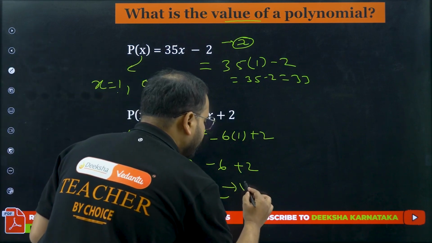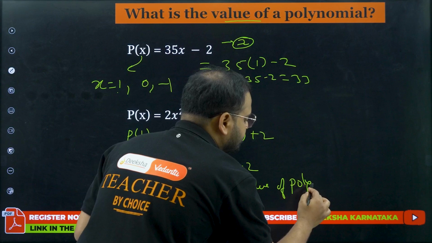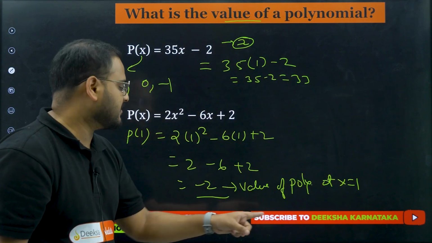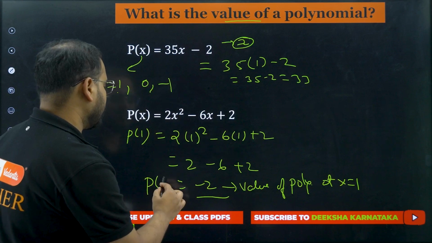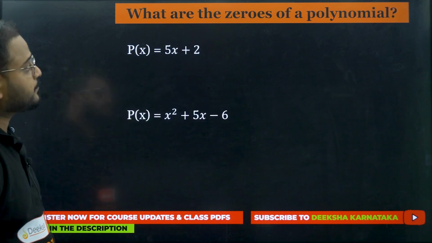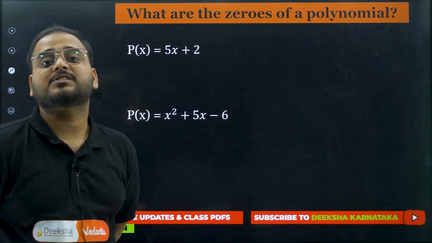This is my value of polynomial at x equals to what? 1. Okay. Or we simply write this as p of 1. Very simple. Not much is there. Moving on. Now coming to the most important part of this chapter, which is zero of a polynomial.